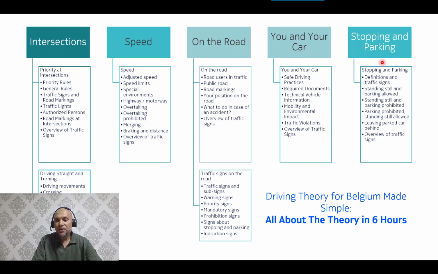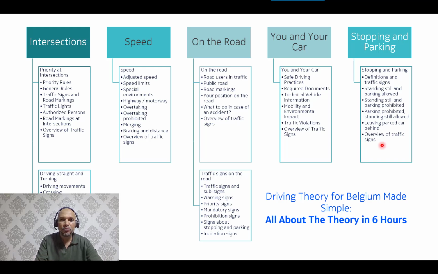And in the end, we will cover the last topic, which is stopping and parking. Very important. Here we will talk about the definitions. What is parking? What is standing still? What is waiting? These are the differences we will try to understand. What are the parking prohibitions? What are the waiting prohibitions? And how do you leave your car behind? And then we will finish off with the overview of traffic signs. Overall, I'm looking at 6 hours to complete this entire theory. It will be a quick theory.